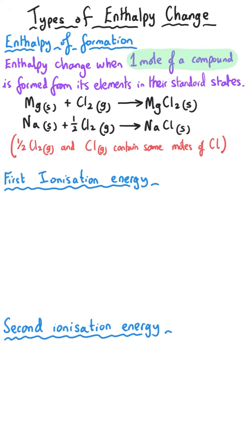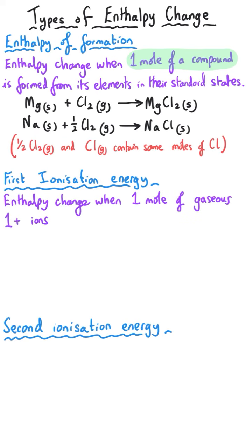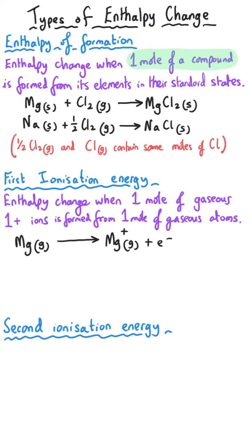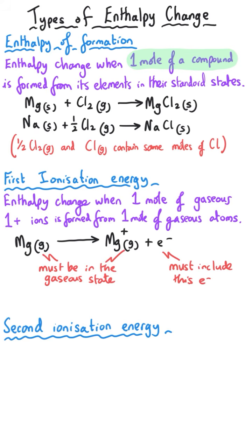In the atomic structure topic, you first encounter the ionization energy concept. And this is the energy change when 1 mole of gaseous singly positive ions, or 1+ ions, are formed from 1 mole of gaseous atoms. And so to stick with the elements that I've already been looking at, we've got Mg gas turns into Mg+ gas plus an electron. It's absolutely essential to include that electron that has been lost. Or for sodium, we've got the same thing, but we've just changed the magnesium symbol for sodium.